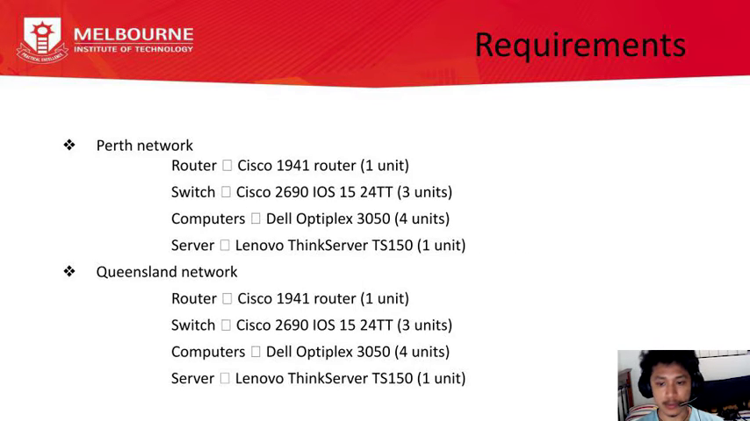Talking about the requirements of devices, the device requirements are pretty much the same for both the branches. We will be requiring switches, routers, computers, and servers, along with a wireless device. Routers will be using the Cisco 1941 router. We will require two devices for both the branches. Switch will be using Cisco 2960 iOS 15. We will require 3 units for each branch. Computers we chose are Dell Optiplex 3050, whereas the server is Lenovo ThinkServer.